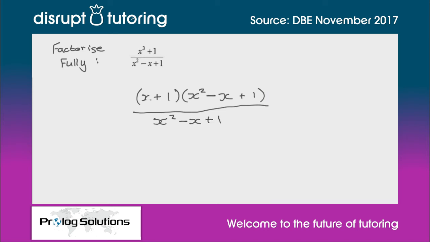Now we have a look to see if there's anything that's common that we can cancel. And we see that at the top we have an x squared minus x plus 1. At the bottom we have an x squared minus x plus 1. So because they are exactly the same, we can cancel them, leaving us with the final answer of x plus 1. Nothing further left to do, and that will give us our 2 marks.